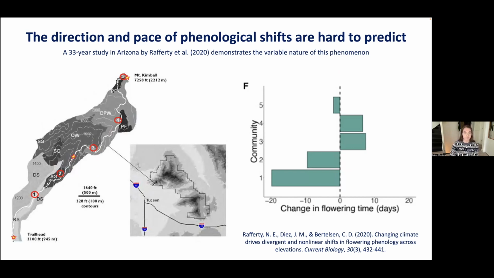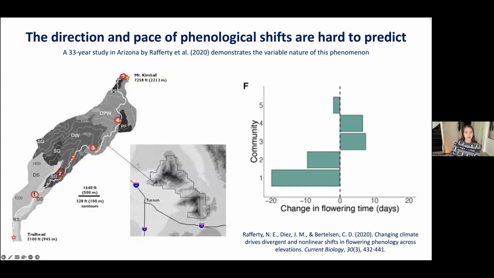And a really great example of this is a 33-year study done in Arizona that was published in Current Biology back in 2020. This is an amazing paper. I really recommend reading it if you're interested in this topic. But what the authors did is they actually hiked a trail along a mountain in Arizona for 33 years and completed plant surveys, taking note of the first date of flowering of a collection of plant species that they were studying.